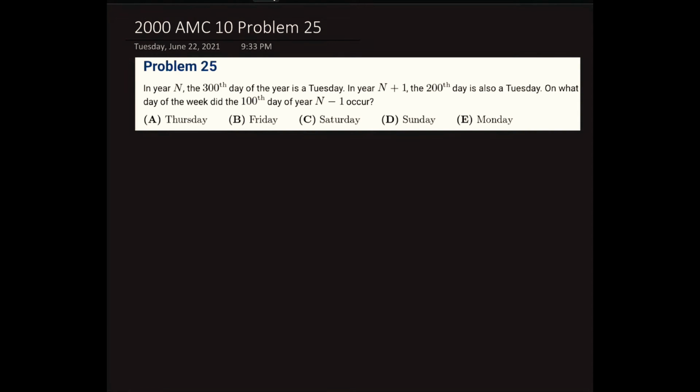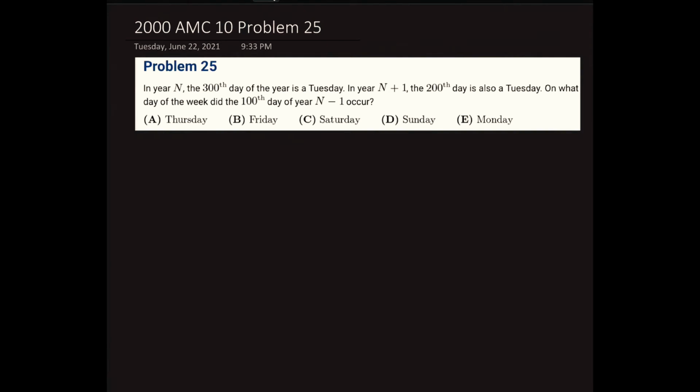I'm going to be solving the 2000 AMC 10 problem 25. Let's read the problem. In year n, the 300th day of the year is a Tuesday. In year n plus 1, the 200th day is also a Tuesday. On what day of the week did the 100th day of year n minus 1 occur?